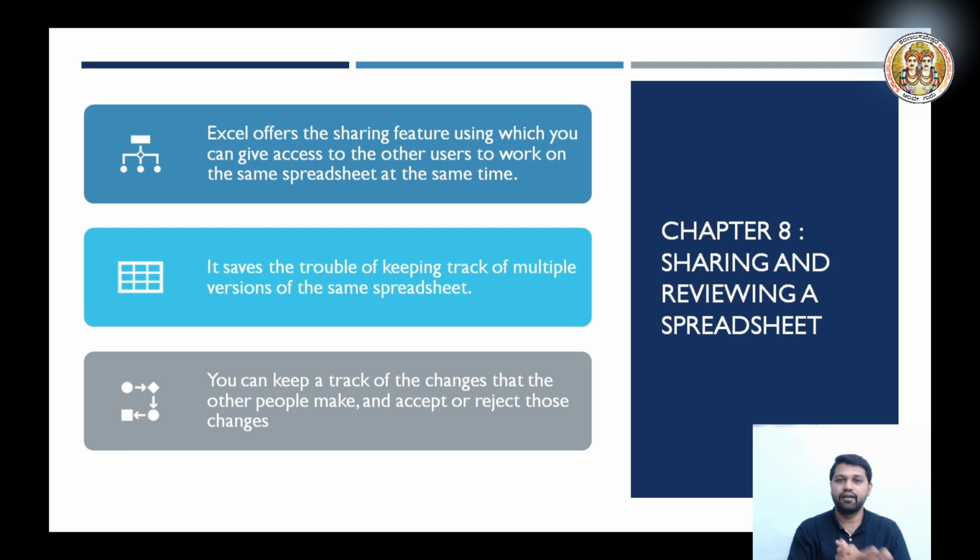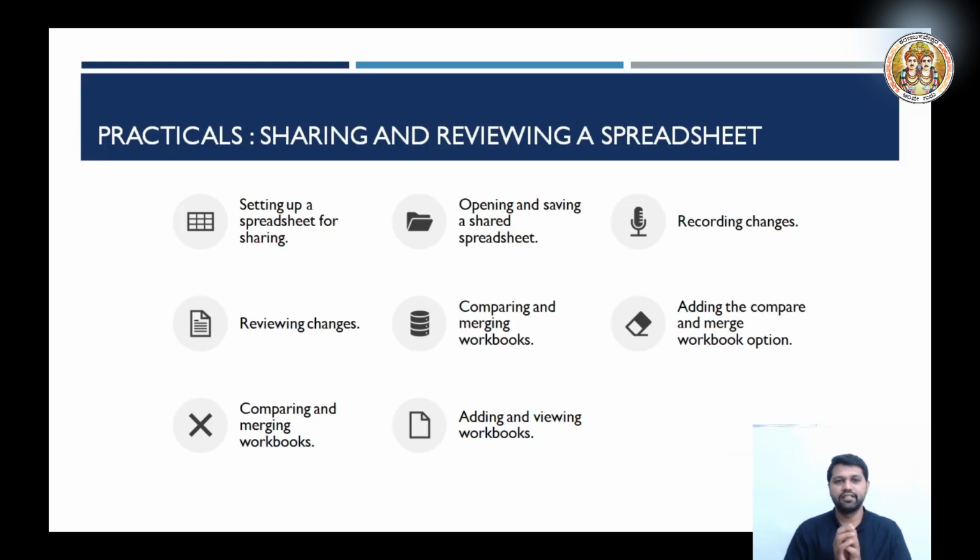For that we can go with this option, and you can keep track of the changes that other people make and accept or reject those changes. So here we have one more feature: we can track the changes. Whatever changes are made by other users, we can see them, and if a change is valid we can accept it, or else we can reject it and the data will remain the same. It will not be harmful to the original data, right? Next, let us see these things practically.